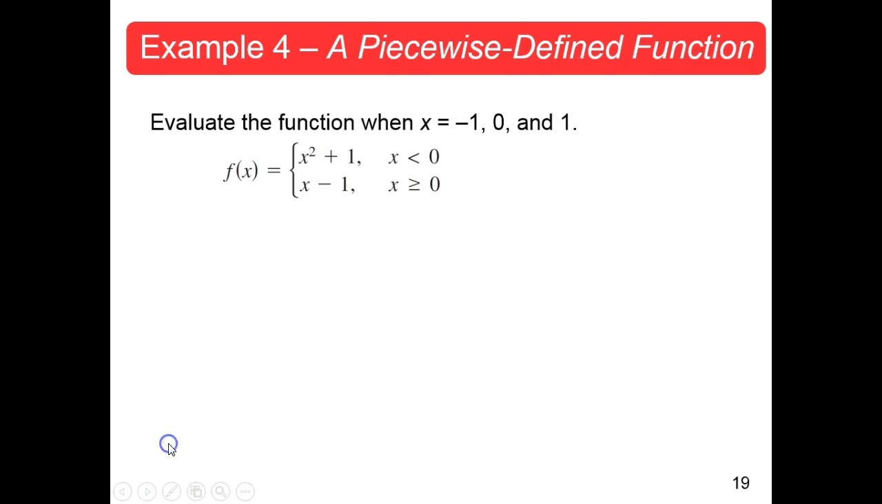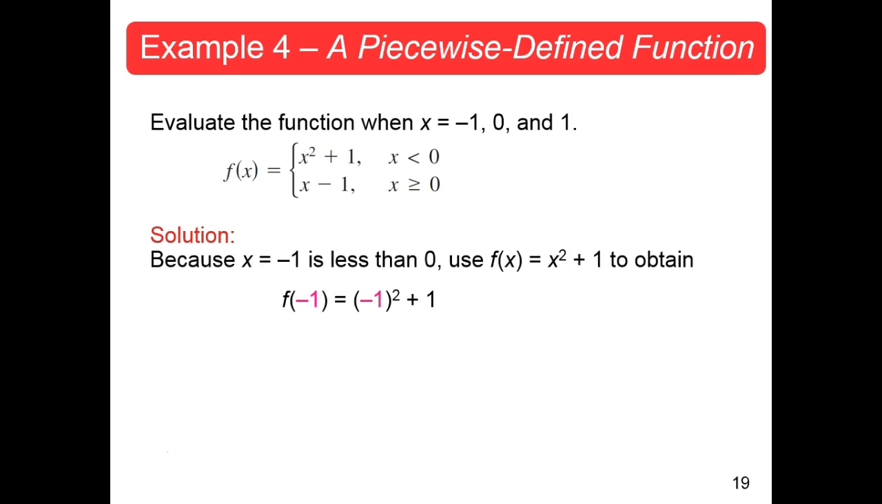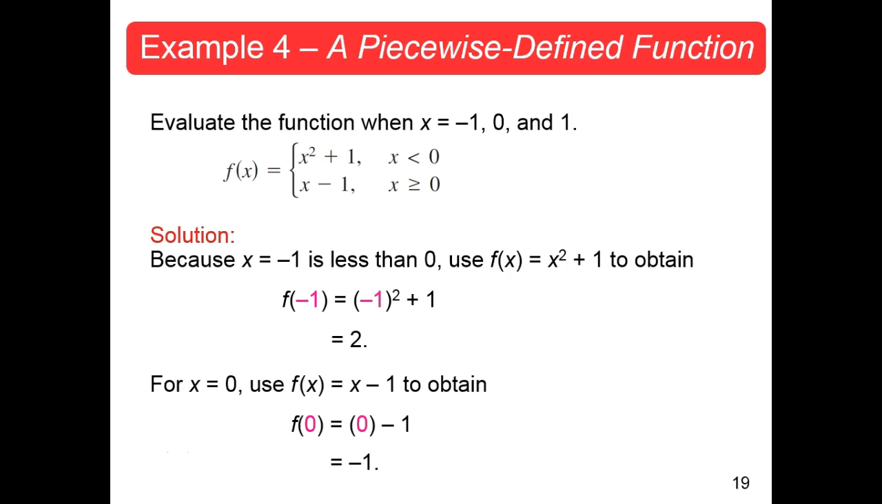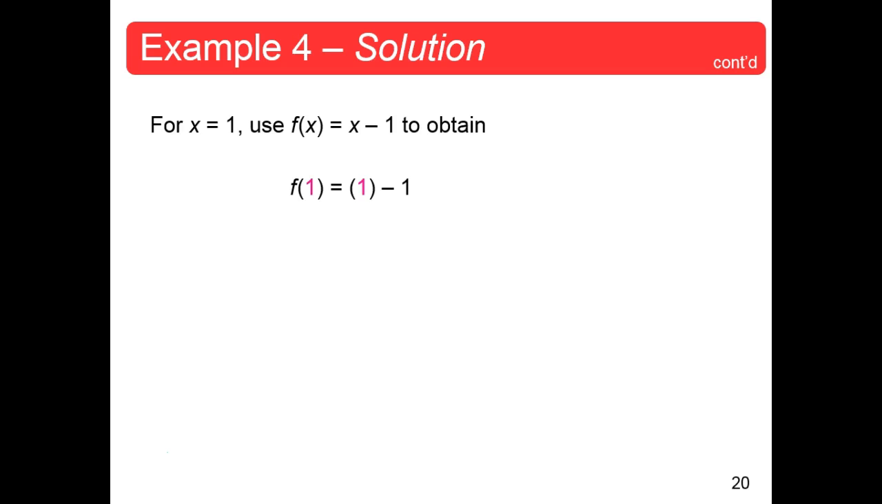I'm going to erase this so we can write. Oh yes, because x equals -1 is less than 0, you use the top one, so f of x will be x squared plus 1. Plug in the minus 1: squared plus 1 will be 1 plus 1 is 2. Good for them. And then for 0, that's in the second equation. You use f of x equals x minus 1, so 0 minus 1 is -1. Very good. And then for the third one, x equals 1, again use the bottom one because 1 is greater than 0. Use f of x is 1 minus 1, which is 0.